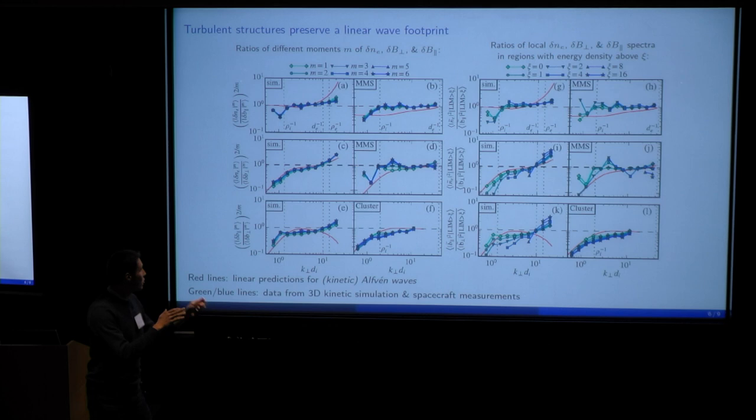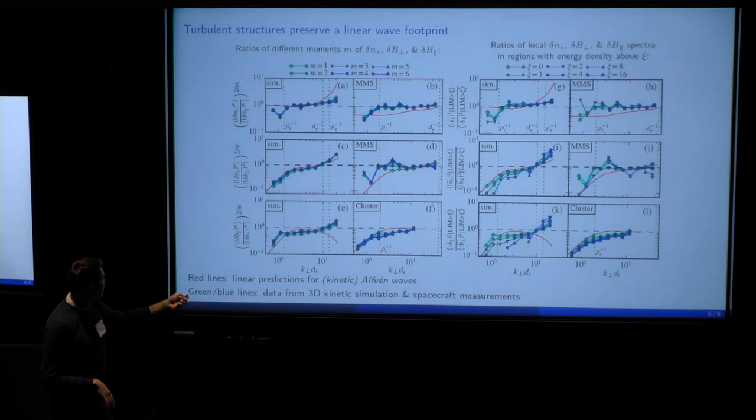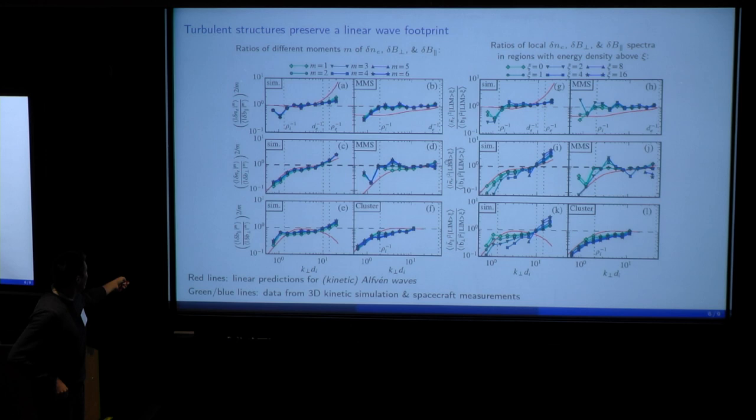There's quite a few figures shown on this plot here, but let me just focus on this middle row right here. In this middle row, we consider the ratio of the electron density to the perpendicular magnetic field. And we construct two types of ratios.